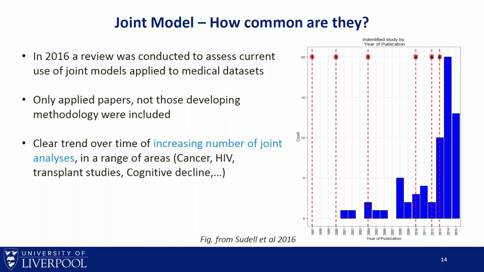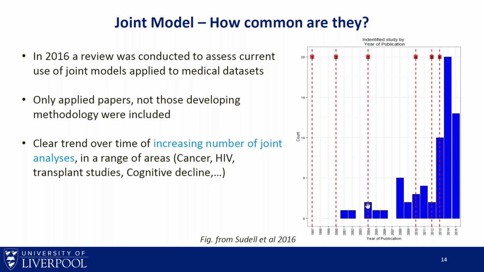So now that we've seen what a joint model looks like, how commonly are they actually used in practice? There was a review conducted in 2016 that aimed to assess the current use of joint models as applied to medical datasets. The papers included in this review had to apply methods to an existing dataset rather than develop any new joint modelling methodology. And the plot you can see on this graph shows the number of published joint modelling analyses by year from 1997, when the first joint model was introduced, up until 2015, which is the end of the search strategy.